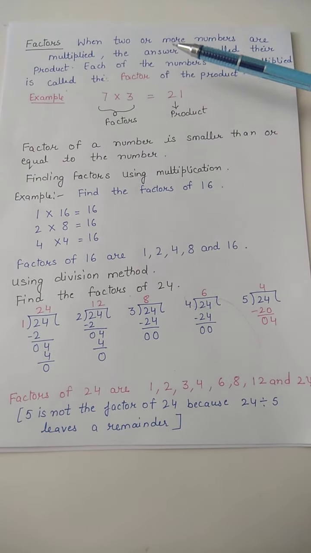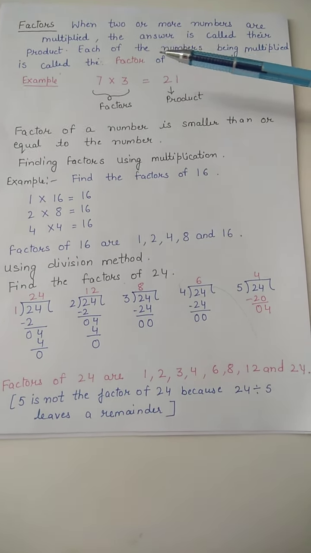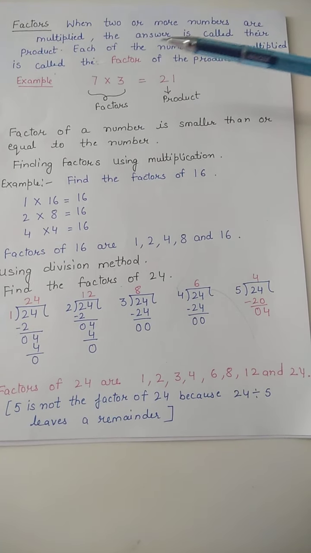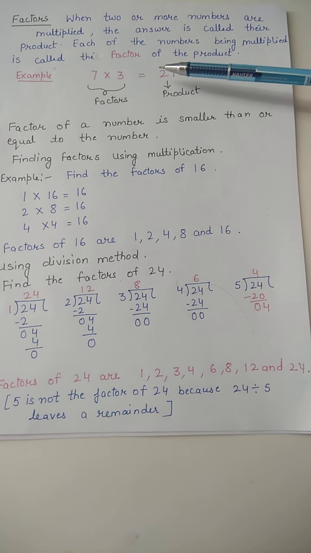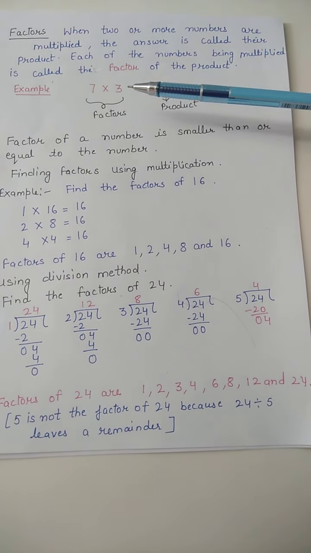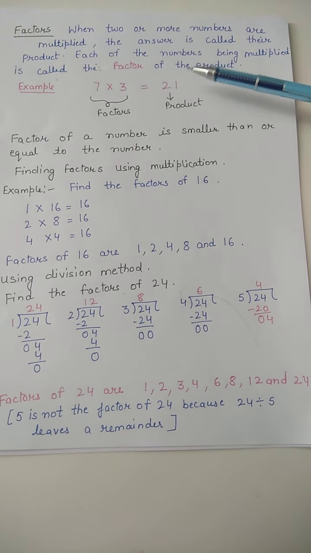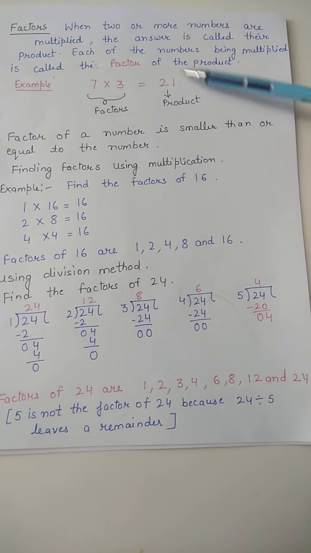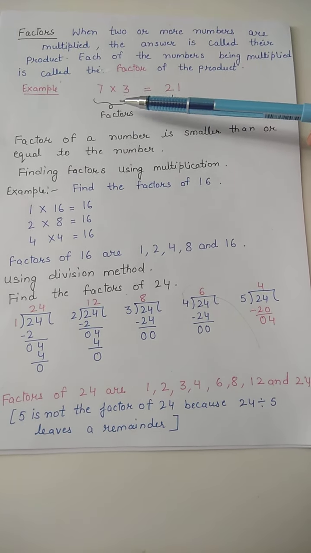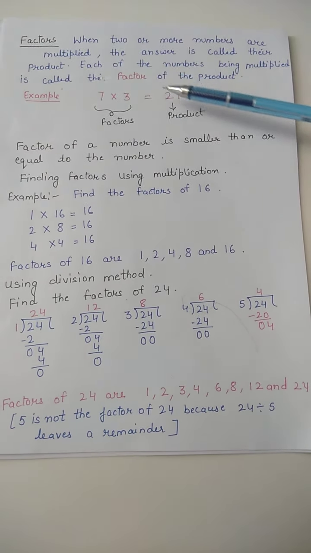When two or more numbers are multiplied, the answer is called their product. You know this, like 7 multiplied by 3 is equal to 21. So 21 is what we call the product. Each of the numbers being multiplied is called a factor of the product. This is the product, and the numbers which we are multiplying, we call the factors of the product.